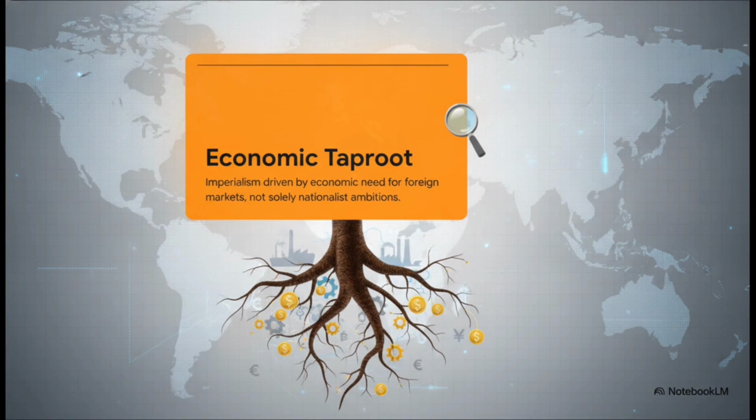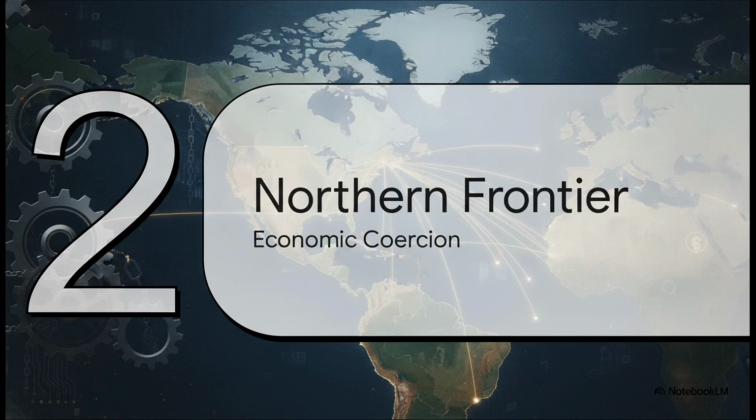The real core of this modern strategy relies on a concept called the economic taproot. This was introduced by a theorist named J.A. Hobson. The taproot theory argues that the true driving force behind imperialism isn't necessarily just some fierce nationalist desire to paint the globe your country's color. Instead, the actual engine is the profound economic need for foreign markets and investment opportunities. Modern empires, driven by the capitalist system, are seeking resources and capital above all else. Keep this taproot in mind as we go forward, because it's absolutely the key to unlocking the rest of this explainer. Act 2. Coercion on the northern frontier.